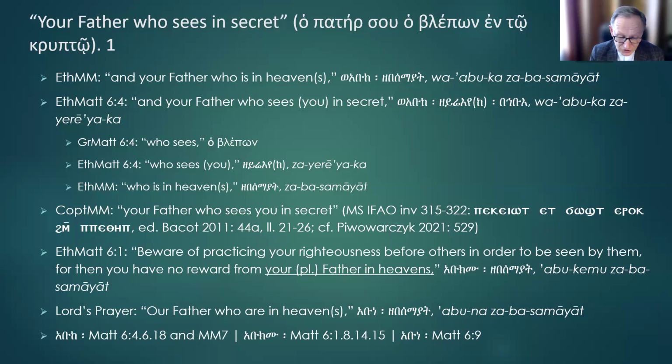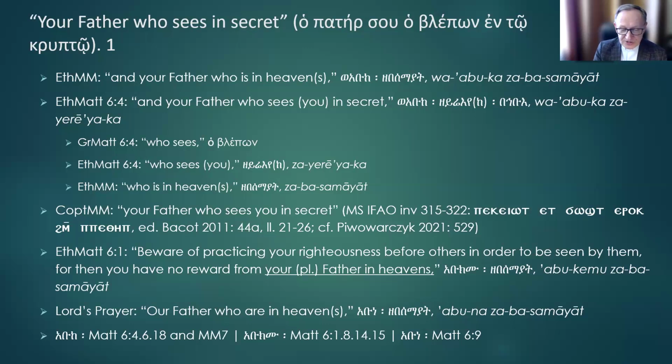However, in the Ethiopic version of Matthew 6:1, the possessive pronoun is plural, abukemu, your plural father, as in Matthew 6:8, 6:14, or 16:15. By contrast, in Matthew 6:4, 6:6, and 6:18, likewise in the 7th miracle, the pronoun is unmistakably singular, abuke, your father.